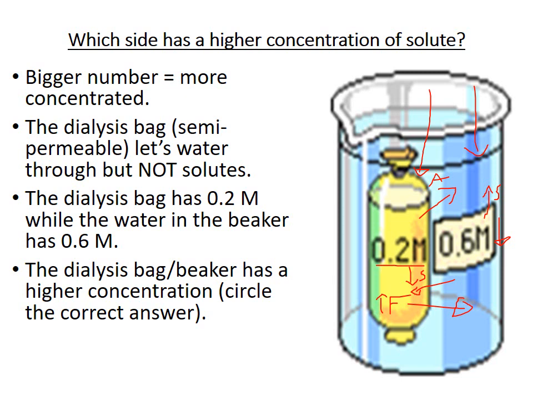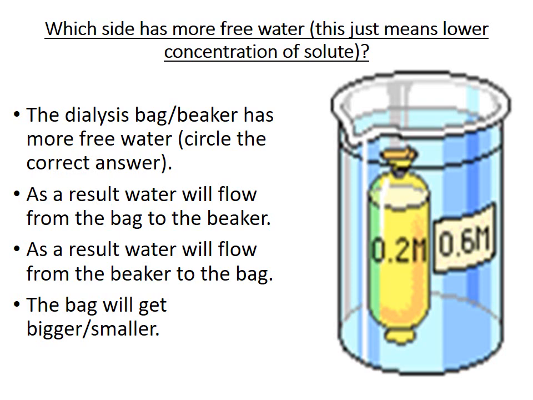So at this point, the dialysis bag or the beaker, which one has a higher concentration? Well, we know it's the beaker that has a higher concentration. Now, still with our same question here, if the water flows out via osmosis, what should happen to the size of the bag? Well, the bag will get smaller because water has left it. So you should see your bag start to shrivel up a little bit. And the reason that the water left it is because, again, the dialysis bag had more free water than the beaker. As a result, the water flows from the bag to the beaker.